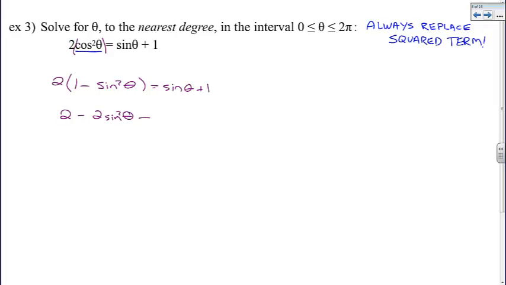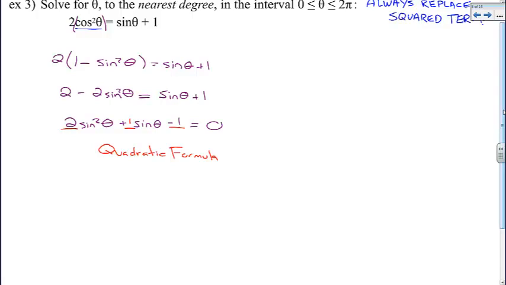After substitution, I can distribute the 2 throughout, and now I have two sides of the equation that have terms on them. Remember, to solve for the values of theta, I need to set this equation equal to 0. So I rewrite it so that I can place it in standard quadratic form, and I come out to an equation, or rather an expression, 2 sine squared theta plus sine of theta minus 1 is equal to 0.